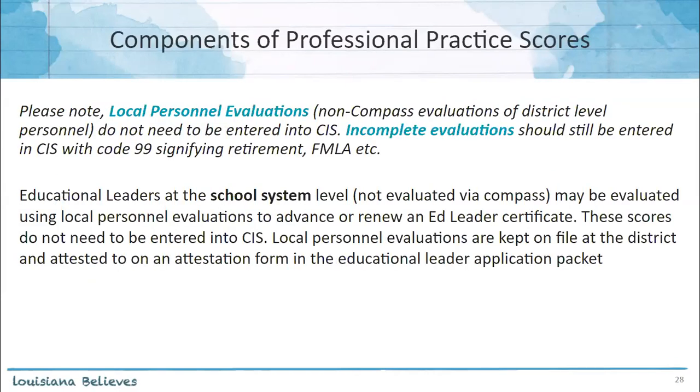As mentioned a few slides ago, all formal observation scores should be entered into the Compass information system with one exception: local personnel evaluations. These do not need to be entered into CIS, although incomplete evaluations should still be entered in CIS with code 99 signifying retirement, FMLA, etc. Educational leaders at the school system level, not evaluated by Compass, may be evaluated using local personnel evaluations to advance or renew an Ed Leader certificate. These scores do not need to be entered into CIS. Local personnel evaluations are kept on file at the district and attested to on an attestation form in the Educational Leader application packet.